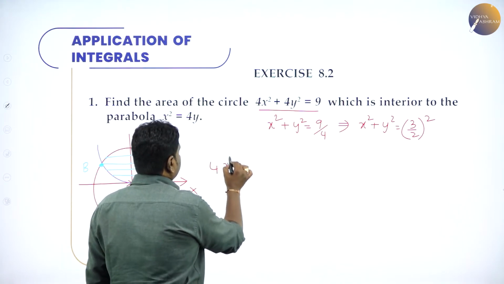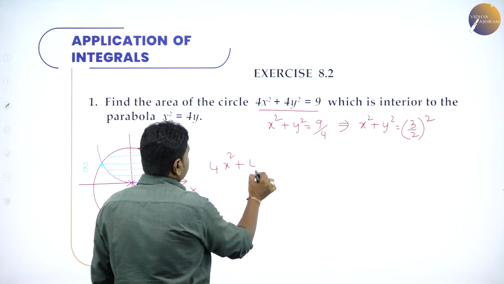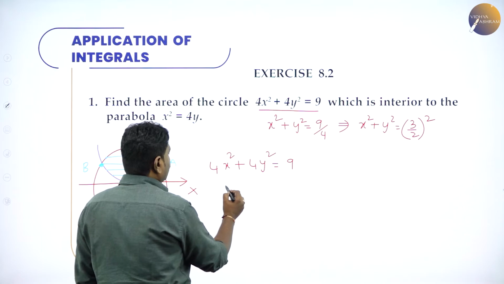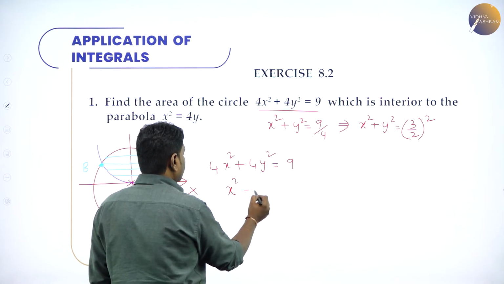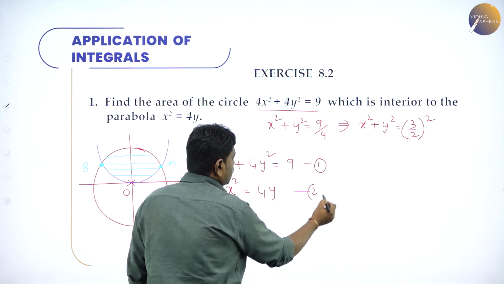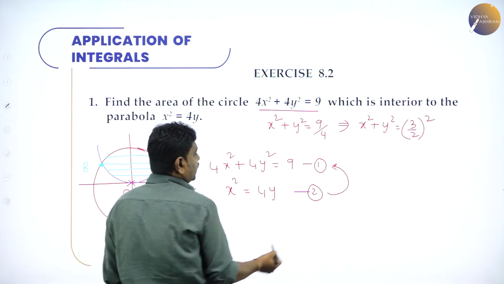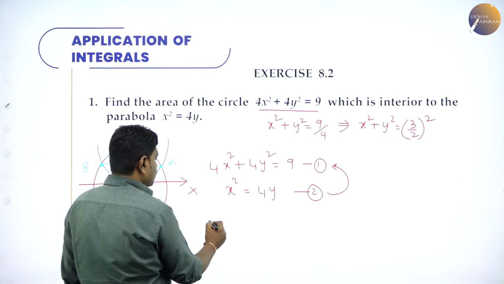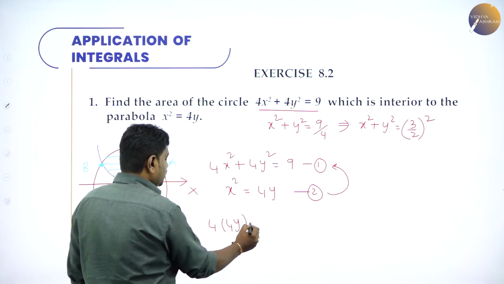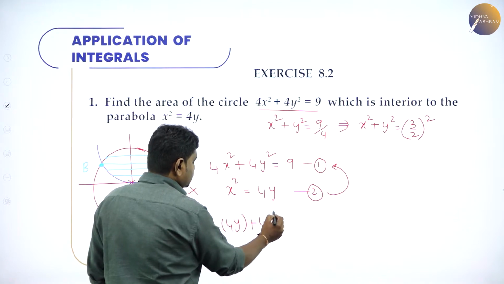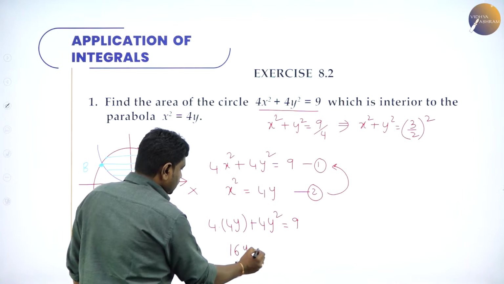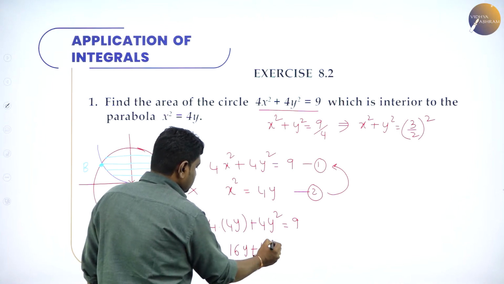What is the circle? 4x square plus 4y square, value they give 9. And the parabola, what is the parabola? X square is equal to 4y. So call this as equation 1, call this as equation 2. Now substitute equation 2 in 1. If I substitute in the place of x square, put 4y. 4 into, in the place of x square, I will put 4y, plus 4y square is equal to 9. Now 4 4s are 16y plus 4y square is equal to 9.